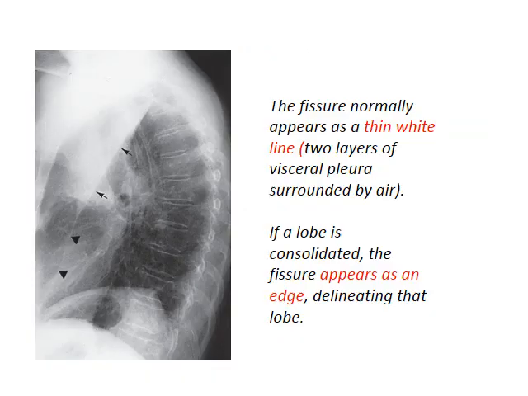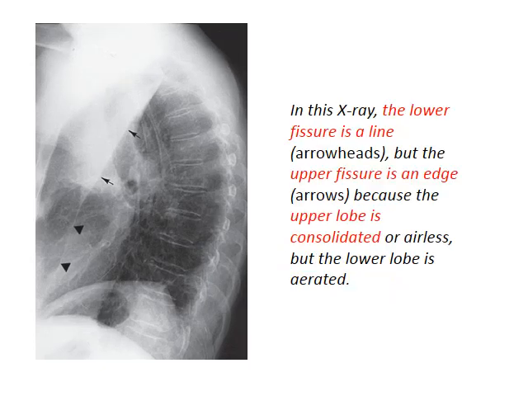So the major fissure normally appears as a thin white line. So it's two layers of visceral pleura surrounded by air. If a lobe is consolidated, the fissure appears as an edge that delineates that lobe. In this X-ray, the lower fissure looks like a line, but the upper fissure is an edge because the upper lobe is consolidated or airless, but the lower lobe is aerated.